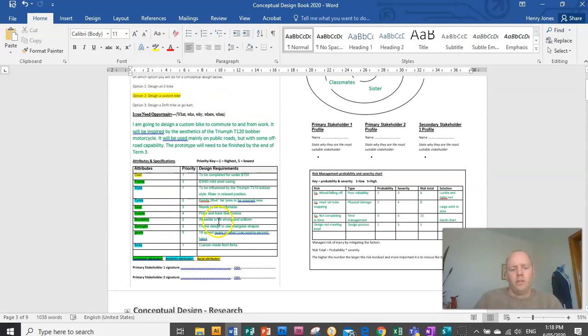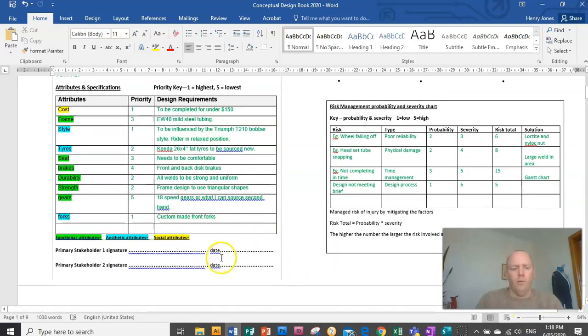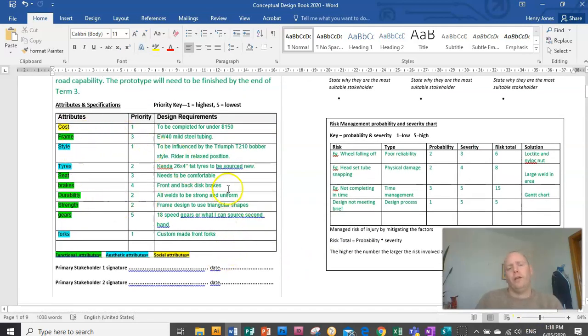So what you guys need to do is create a clear link back to your brief and your research. So your concept should be inspired by your research, and then it should also relate to your brief, so the attributes you set for yourself. So if you look at my example here, I've said cost, the style, and the forks are the highest priority. So when I'm sketching, I'm going to be thinking about making the style, the forks, and the cost relate back to those attributes.